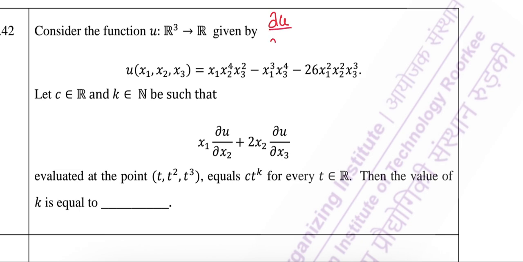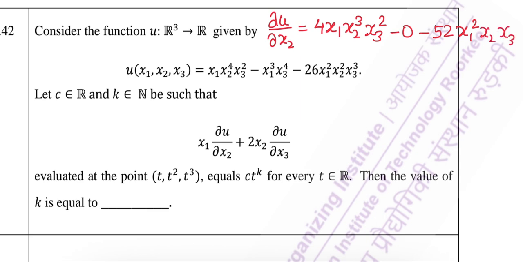del u by del x2 will be 4 x1 x2 to the power 3 x3 to the power 2 minus 0. This will be constant because there is no x2 in it. So this whole term will be considered as a constant, so 0 there, and thereafter minus 52 x1 square x2 x3 cube.